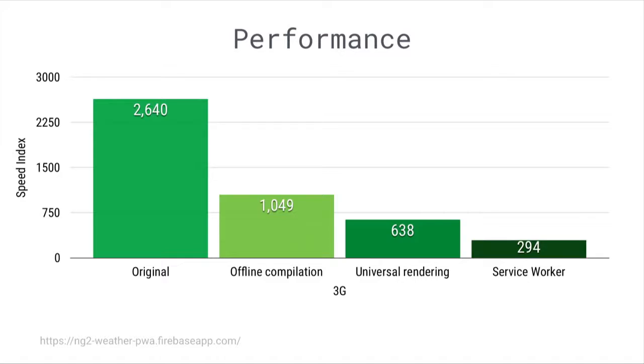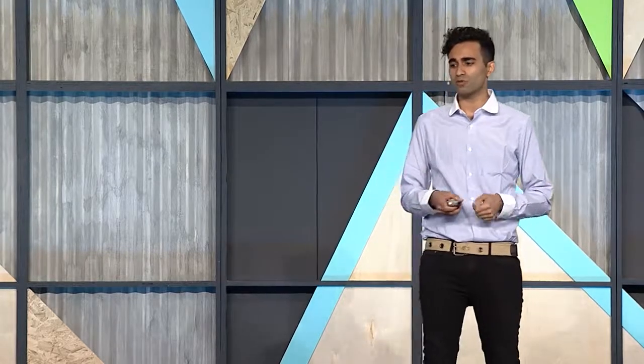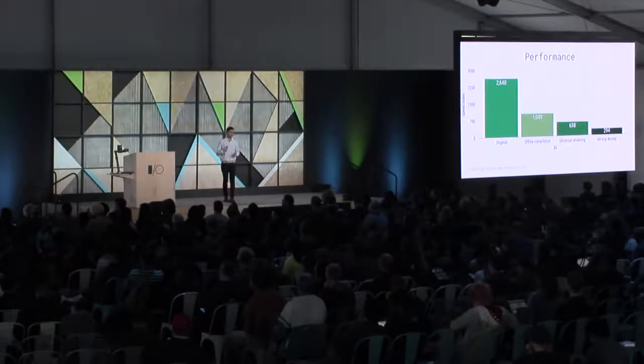We start off with a speed index of 2,640 on 3G. Once we've added in offline compilation, service worker, and universal rendering, we're down to almost nothing. You're in a place where universal rendering has made a huge difference. And this is very much true of the React app we were working on earlier as well. Server-side rendering makes a really huge difference. And as you can see, with Service Worker in place again, repeat visit is close to nothing. Users are going to feel it being instant.